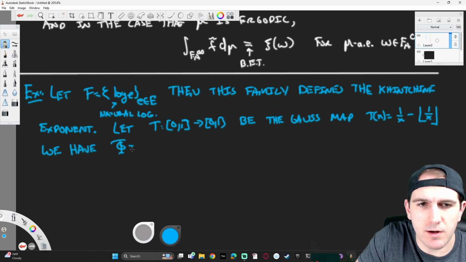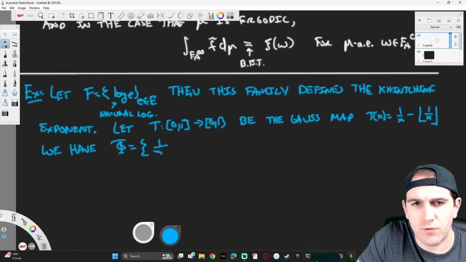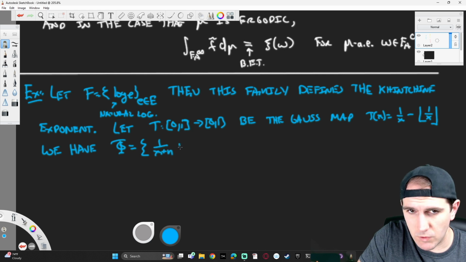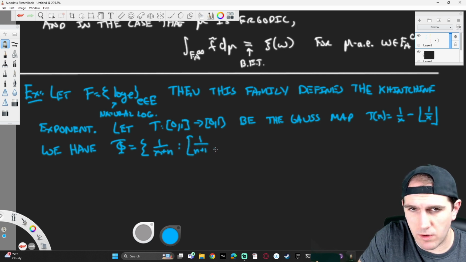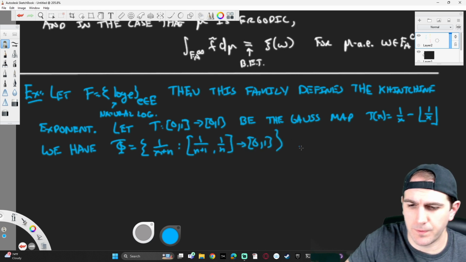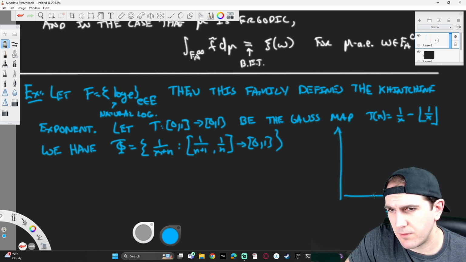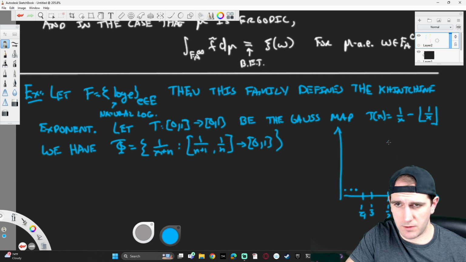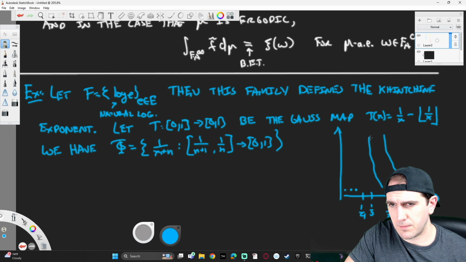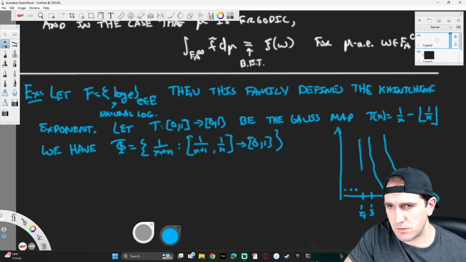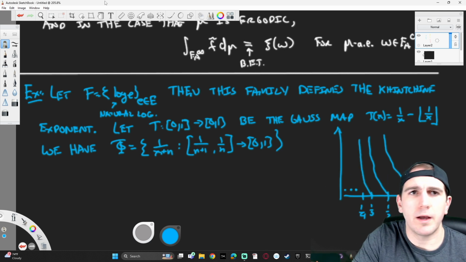a conformal graph-directed Markov system, phi, which is equal to 1 over x plus n, which goes from the interval from 1 over n plus 1 to 1 over n, to [0,1]. And it looks something like this, where if you're at a half, you're at a third, and then you're at halfway between there, a fourth, and so forth, because I can't draw all of these, but it sort of looks like this. It goes down for quite a while.